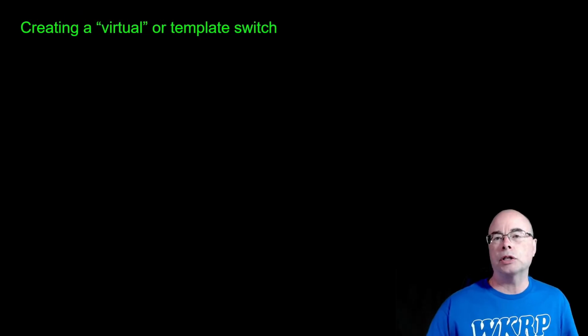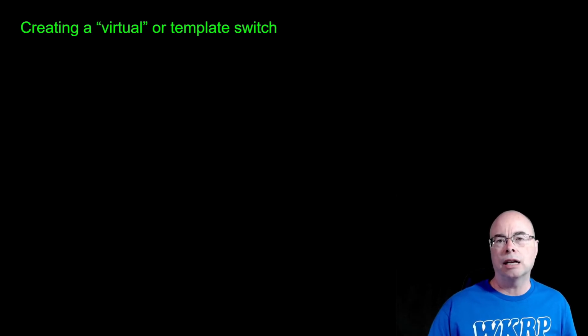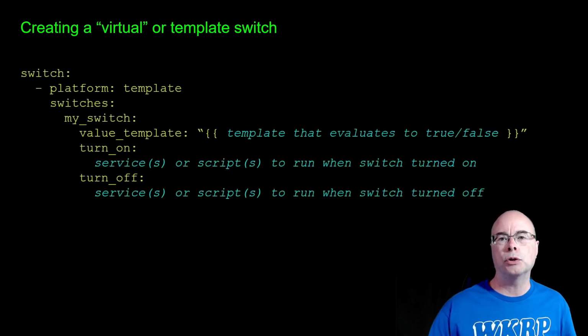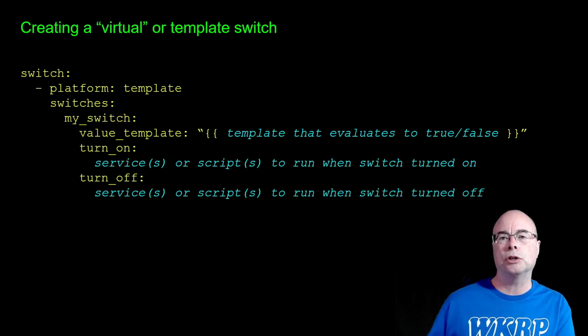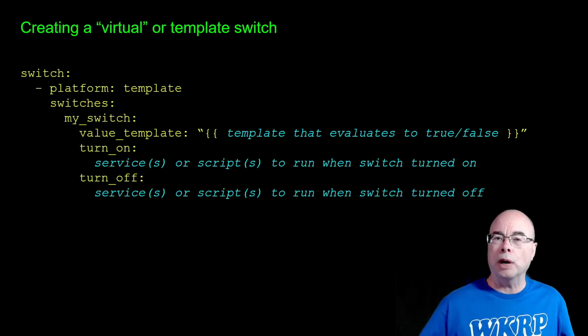Now to create our templated switch, it does at this point in time require that you write a little bit of YAML, but don't panic. This is pretty easy, and there are parts of this that you could create with the Home Assistant UI, but as of right now, to create a templated switch, you do have to write YAML.